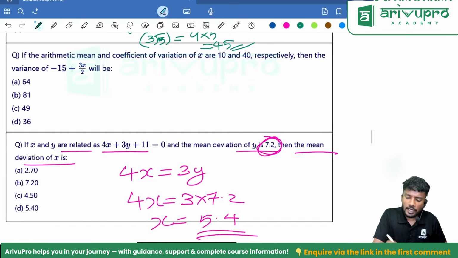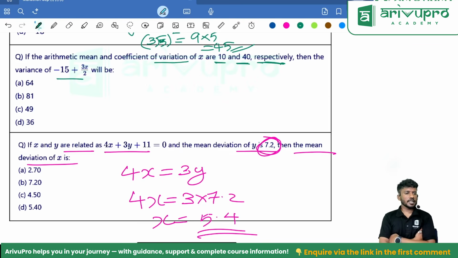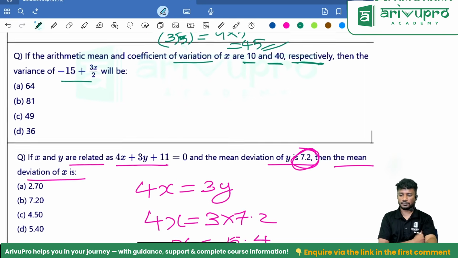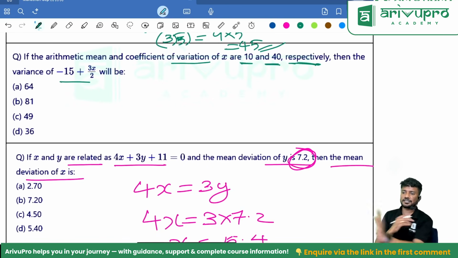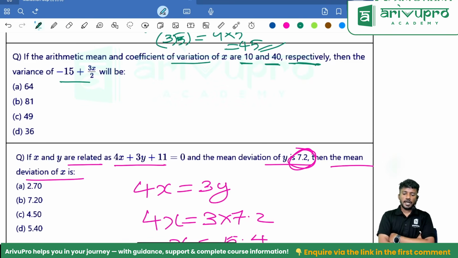Now look here. Arithmetic mean and coefficient of variation of x are 10 and 40 respectively. Then the variance will be how much? Everyone, I'll give you 30 seconds. Try to find it. It's a very interesting one. This is the worst they can ask from this. Variance itself is worst, then one level extra. It is very easy to find if you know the concept. Arithmetic mean and coefficient of variation are given. Then find the variance of the given equation.